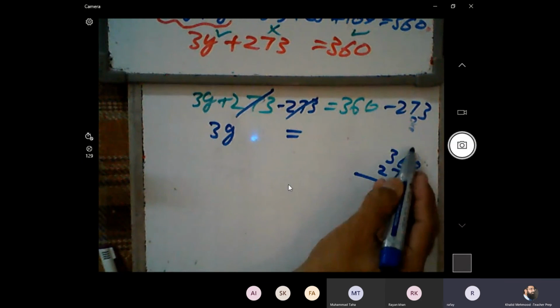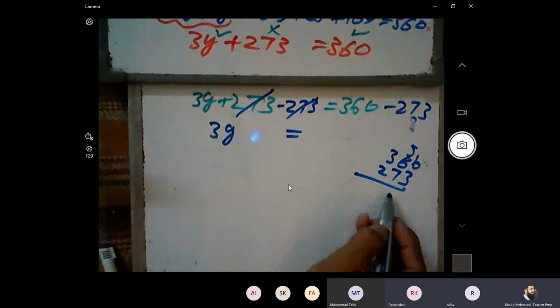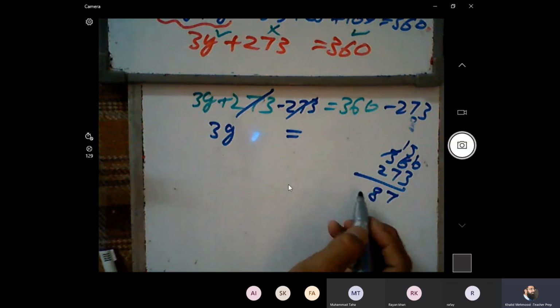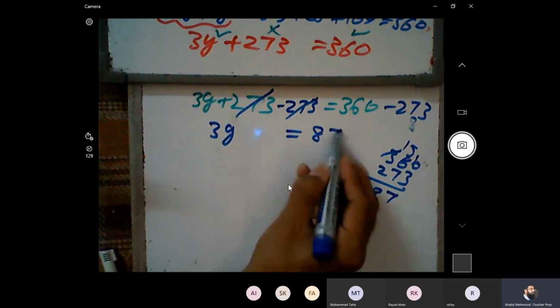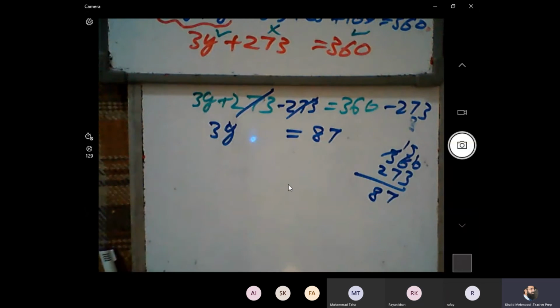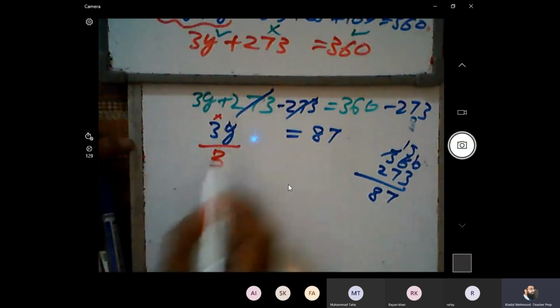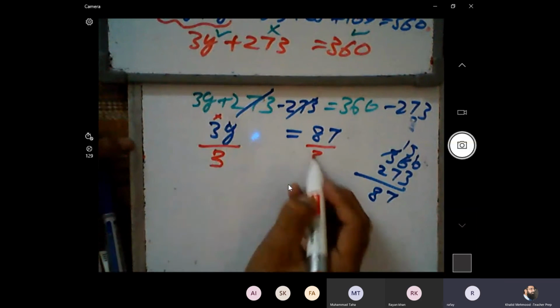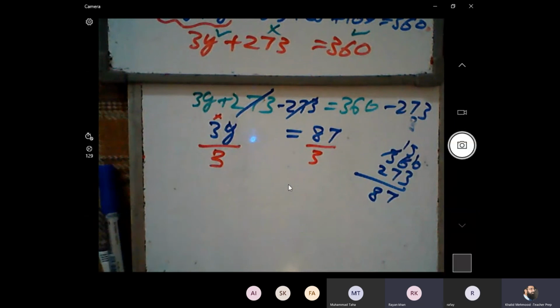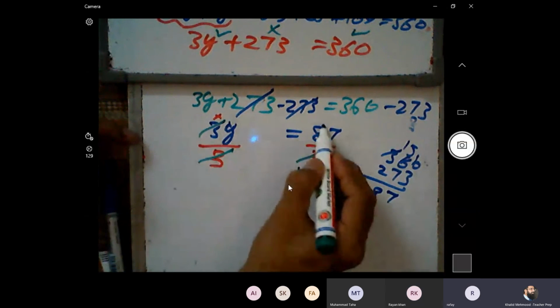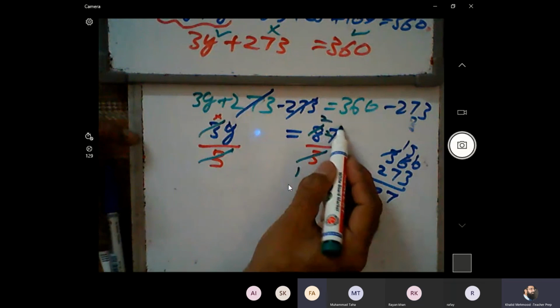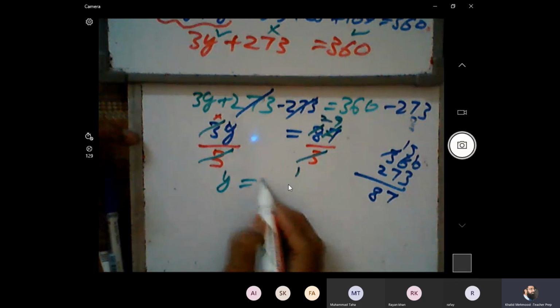273, carry, 5 becomes 10, 7, and carry 15, and 87. So it becomes 87. But this is the value of 3y, and we need the value of y. What to do now? We need to remove this 3 because it is in the right place. So divide by 3, and to make it balance, divide by 3 on the other side. This cancels. 3 nines are 27. So y is equal to 29.